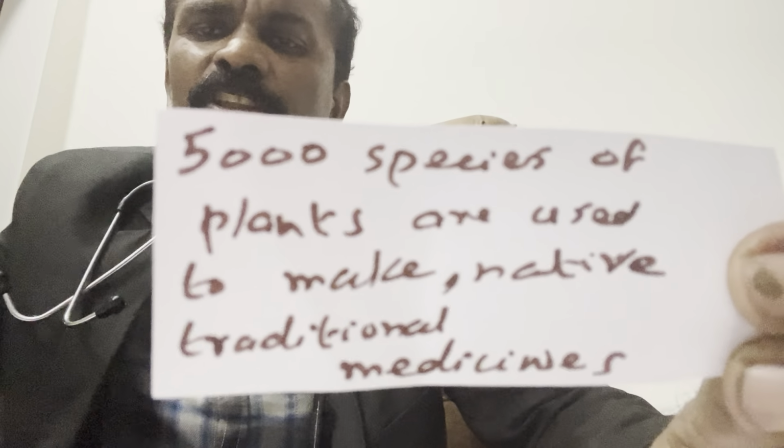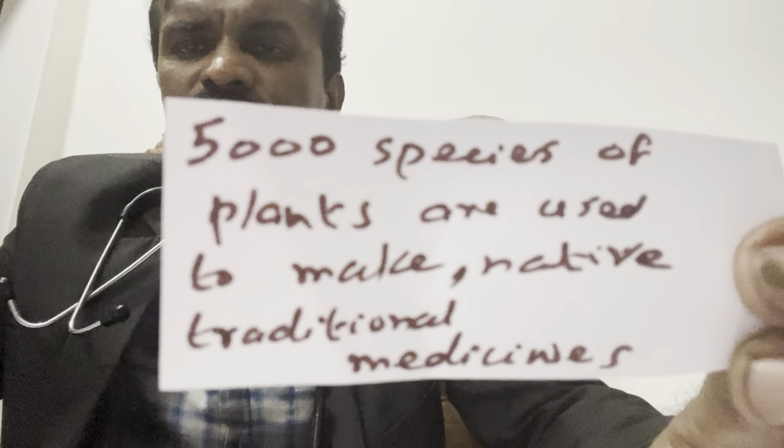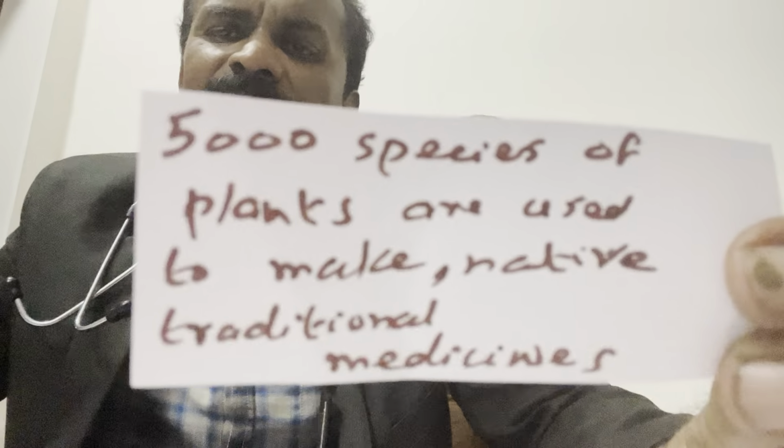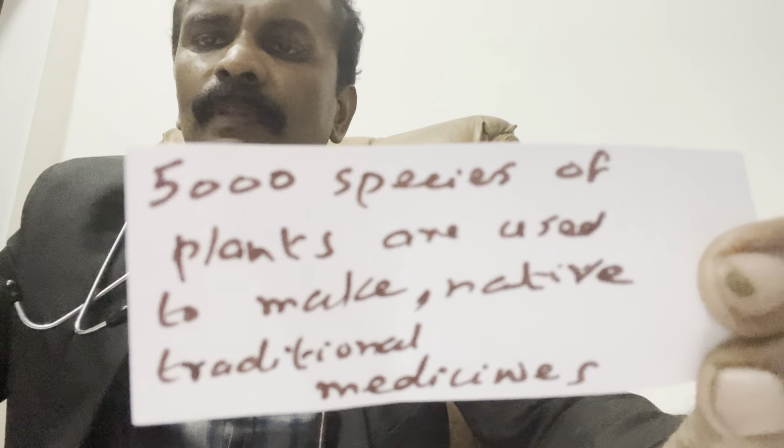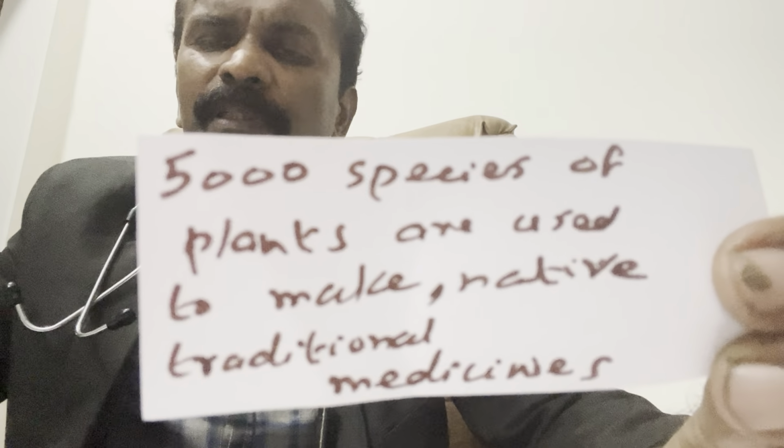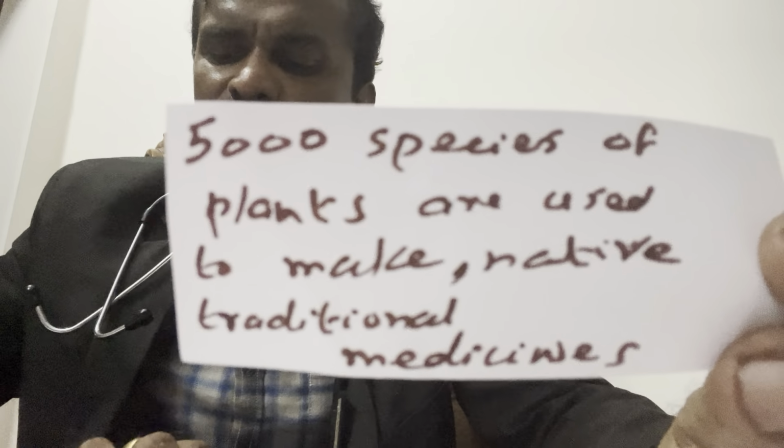5,000 species of plants are used to make traditional native medicines. True or false? It is 25,000. The correct answer is 25,000 are used for making native medicine.